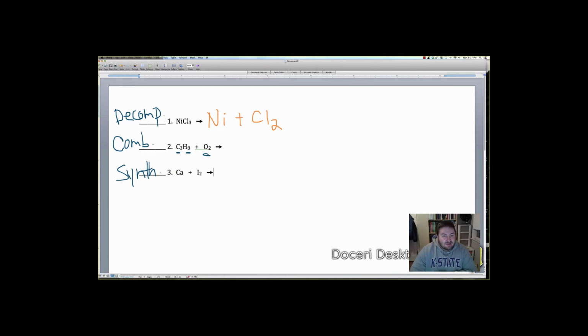The last thing I can do is go back, if I want, and add coefficients in front of each part of my equation to balance. For now we're going to skip that so we can just talk about how we write the products. And then we can always come back and balance it to practice later on.